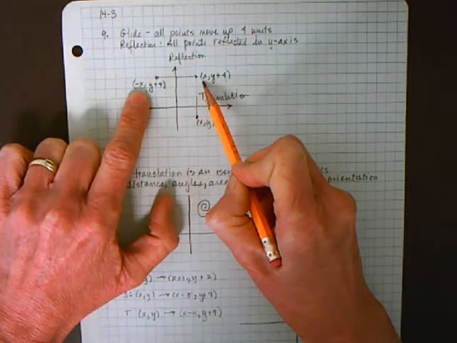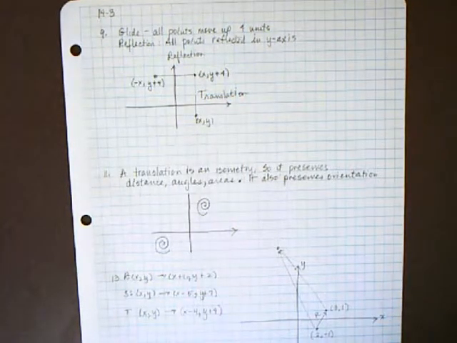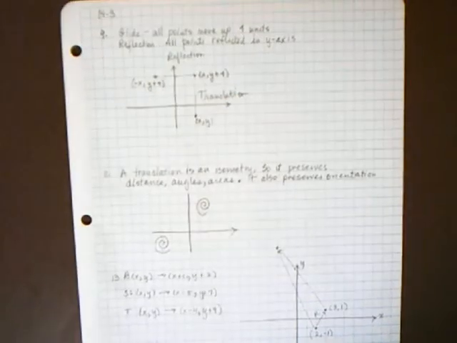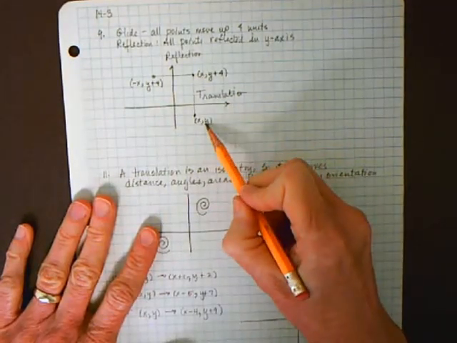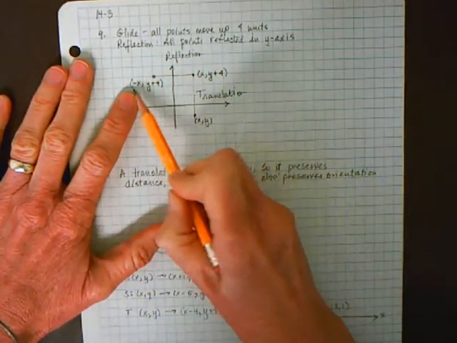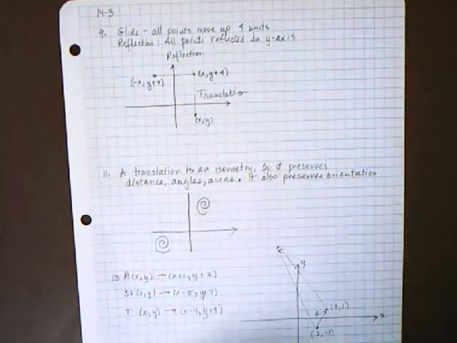All right? So in this case here, we have the point x, y. It ends up at negative x, y plus 4. All right, so that's the first problem.